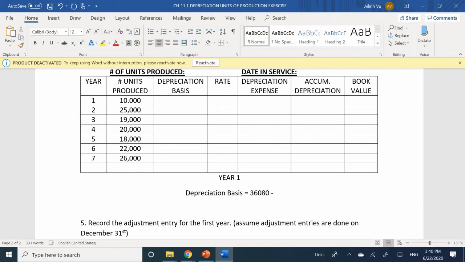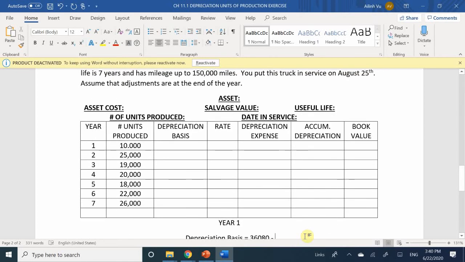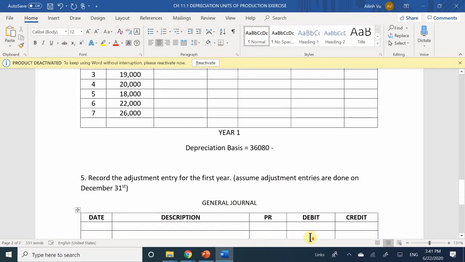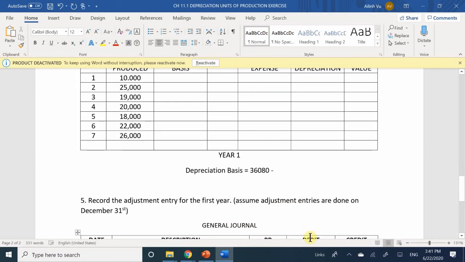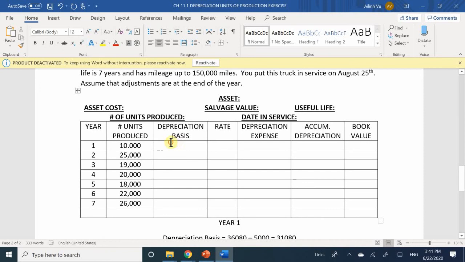And you were subtracting how much? I subtracted 36080 minus 10,000. No, you have to minus 5,000, the salvage value. Okay, and what do we get here? 31,080. Okay, so before, I'm going to backtrack real quick.